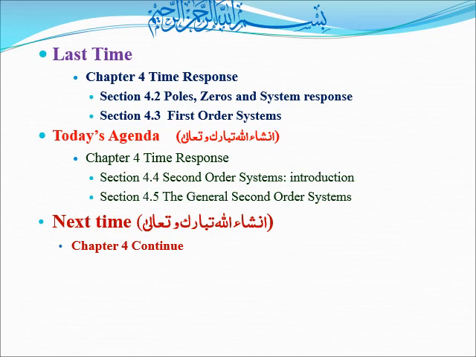Chapter 4 of our textbook, time response. We covered sections 4.2 and 4.3 in lecture number 10. Today in lecture number 11, we will be covering sections 4.4 and 4.5. And inshallah, in the next lecture, lecture number 12, we will continue chapter 4.